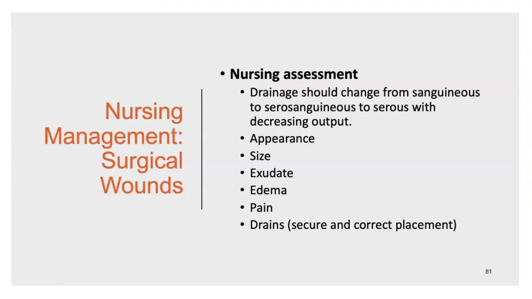Wound assessment requires gathering information through questioning, observation, physical examination, and clinical investigation, and using this information to formulate a wound care plan. In your nursing implementation, you need to note the amount, color, consistency, and odor of the drainage, and assess the effect of position changes on drainage. The drainage should change from sanguineous to serosanguineous to serous with decreasing output. So that's the normal. And again, make sure the drains are secure and in the correct placement.